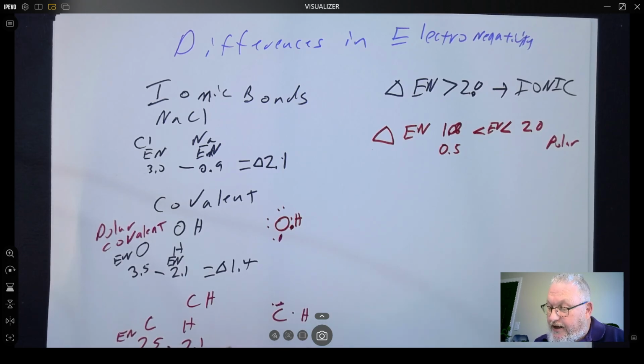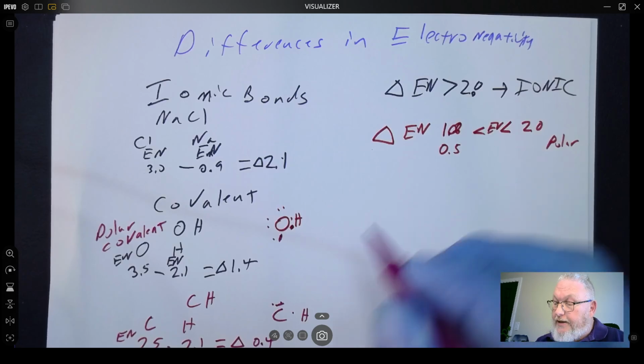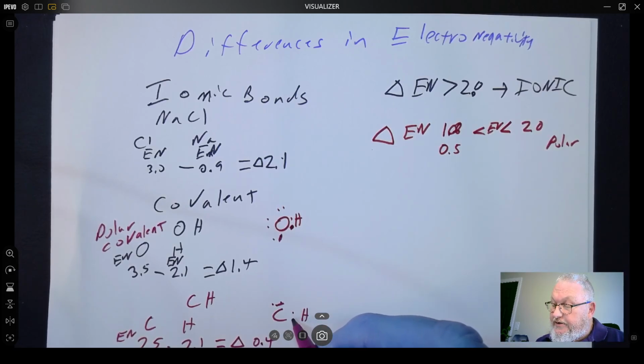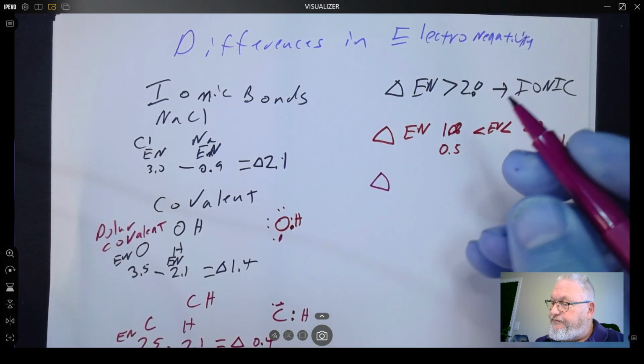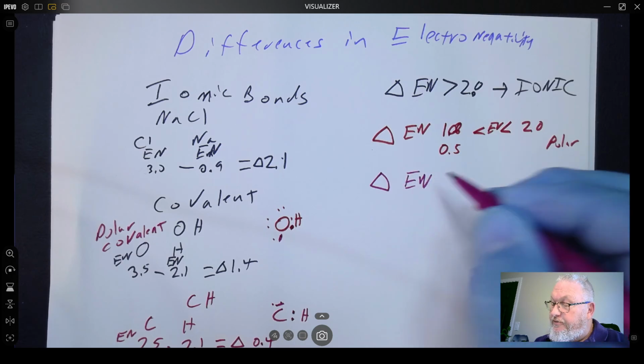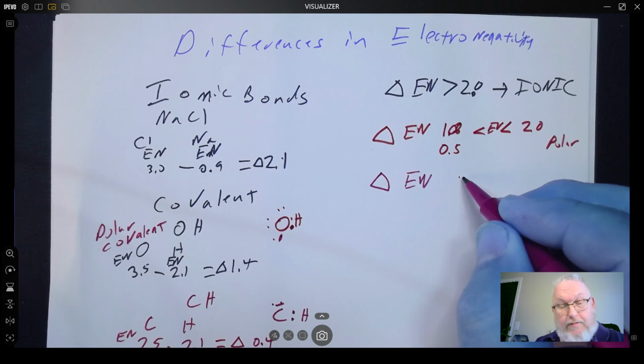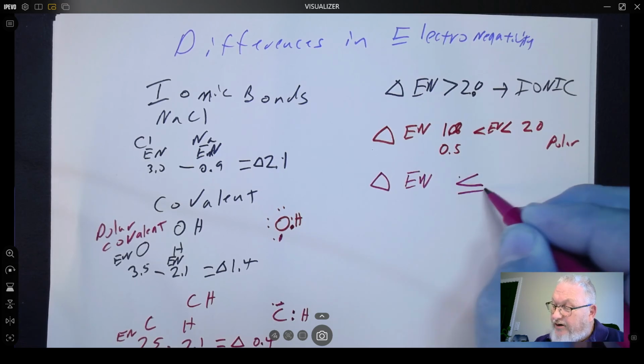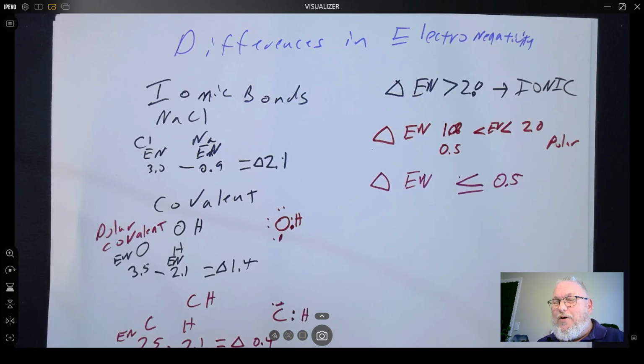All right, so if I subtract that, I'm going to get a delta of 0.4. That means that this carbon and this hydrogen are going to share that pair of electrons equally. So now we can say this. If we have a difference of electronegativity less than or equal to 0.5, then for the most part we can say that this is a nonpolar covalent bond.